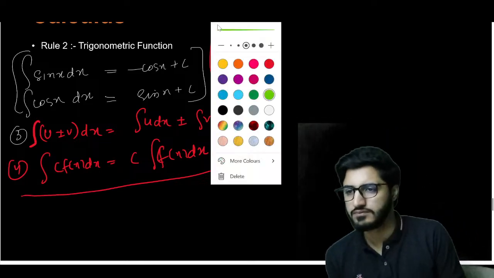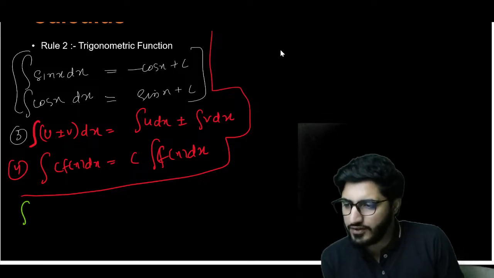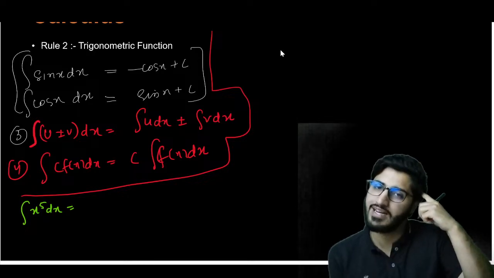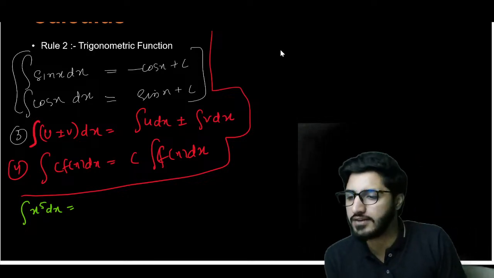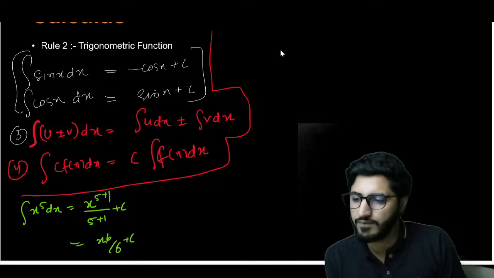Look now, if we have the integration of x to the power 5 with respect to dx, it is the formula of x to the power n, and n is not equal to minus 1, so I can write it as x to the power 5 plus 1 divided by 5 plus 1, plus c. So this becomes x to the power 6 by 6 plus c.